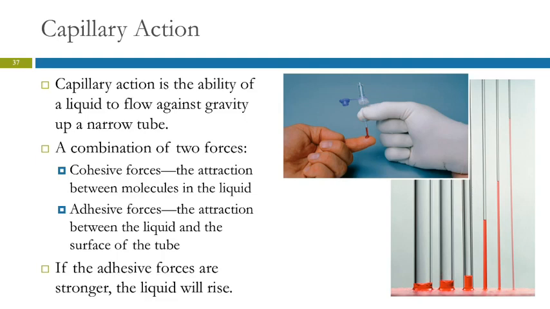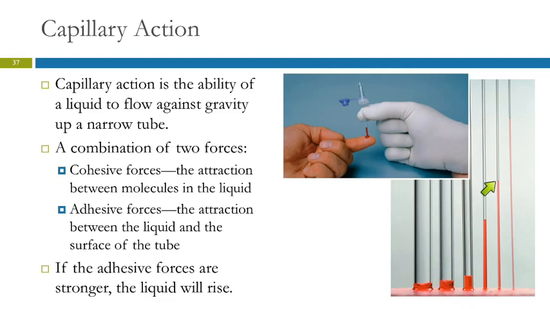There's two forces at work here. There are cohesive forces and adhesive forces. So cohesive forces are the forces of attraction between the molecules in the liquid. Those are the intermolecular forces that we've been talking about between the molecules of the liquid. Adhesive forces are attractive forces between the liquid and the tube. So what happens is the liquid is attracted to the tube, and so it begins to crawl up. But it's also attracted to its fellow liquid molecules, and so it's going to drag the rest of them up.